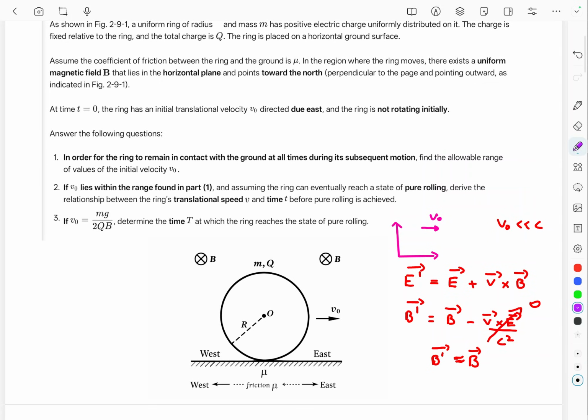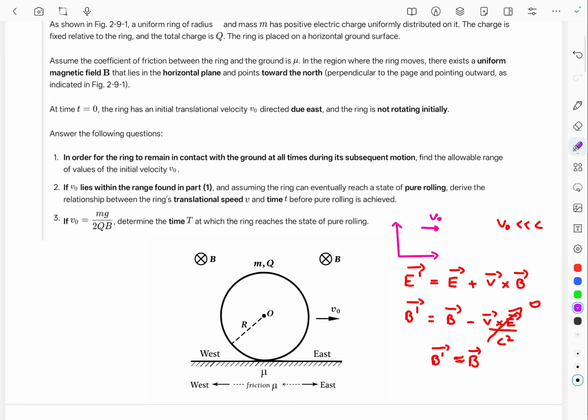So in this particular scenario, if you apply it, the magnetic field still remains B. The new electric field will be 0 plus V cross B, right? So V0 cross B is a vector that is pointing upwards and its magnitude is V0B. So this is the new electric field. So basically there is a constant electric field of V naught B in the upward direction.